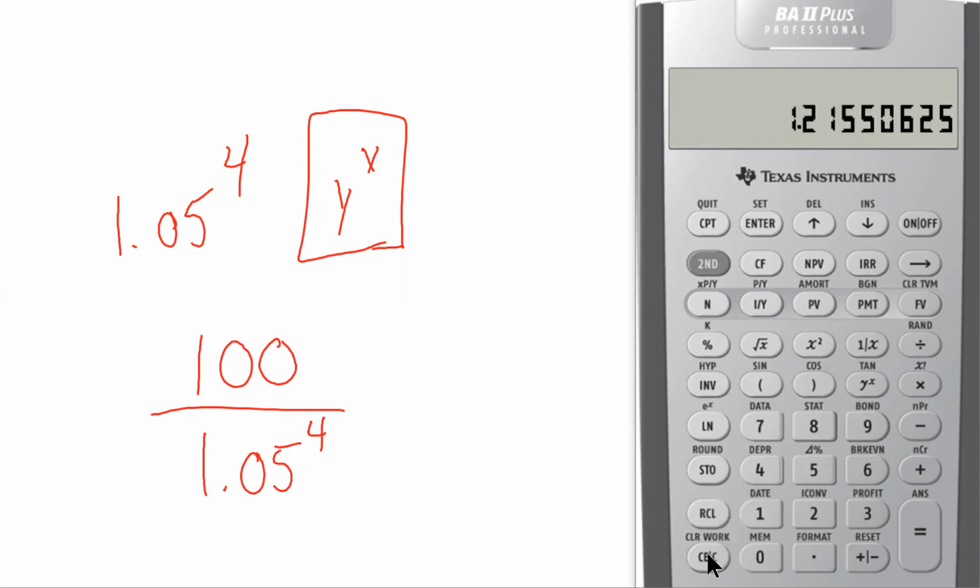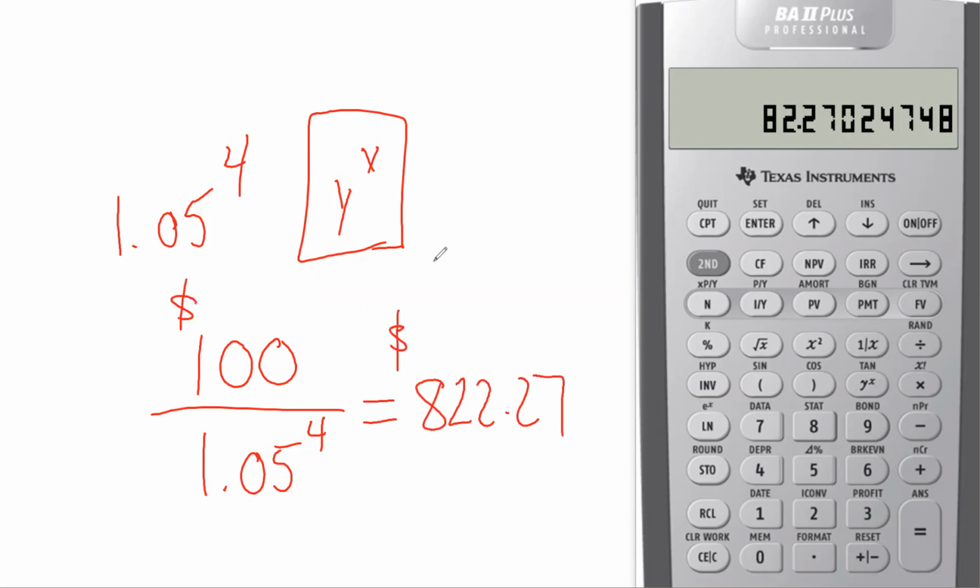There it is. And now I'm going to do 100 divided by what we just calculated. So 100 divided by, and let's recall number 1. And there it is. I now have my answer for this question: $822.27, if we're talking about a $100 face value bond. So that's basic time value of money, knowing how to use the exponent button. I think this is critical so that you know how to use that button.